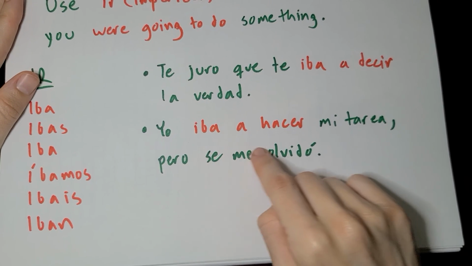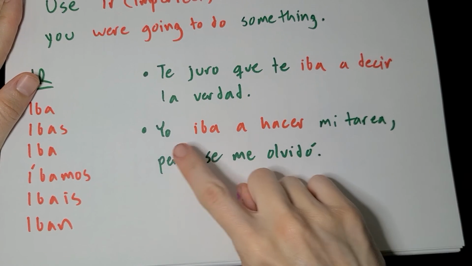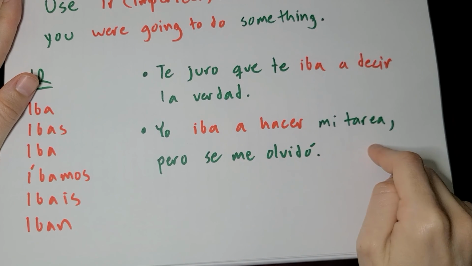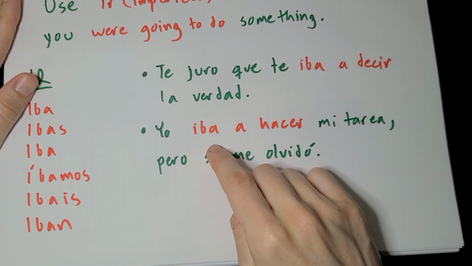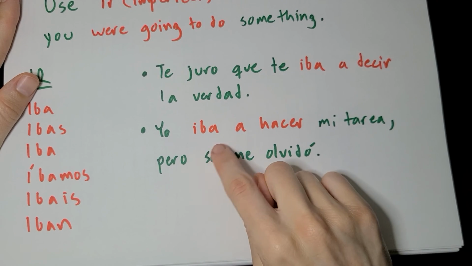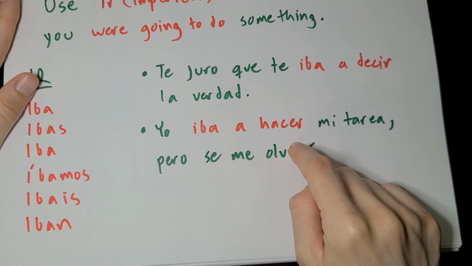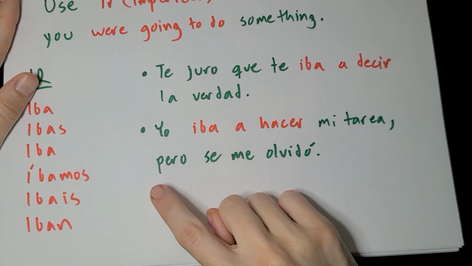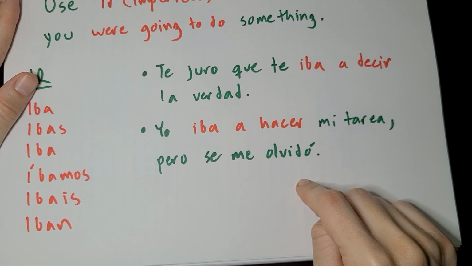Yo iba a hacer mi tarea. I was going to do my homework. Yo iba, I was going to, a hacer. Hacer means to do. I was going to do mi tarea, my homework, pero se me olvidó, but I forgot.